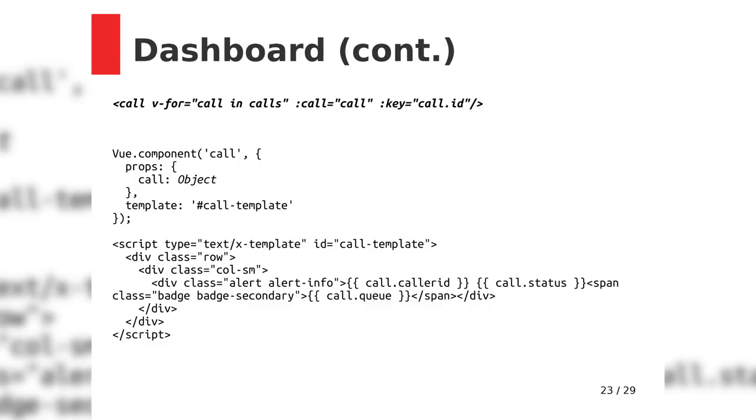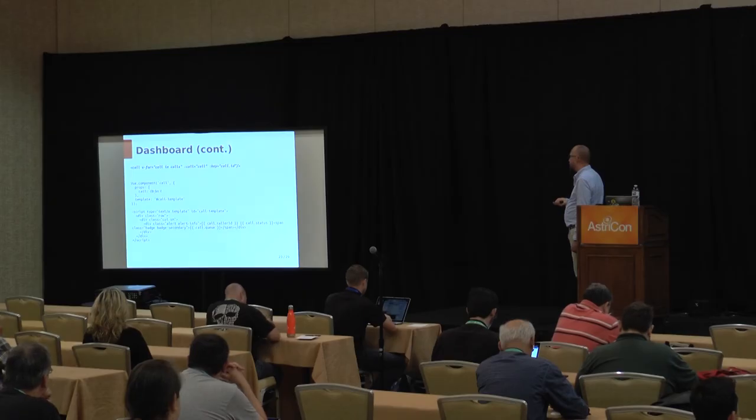So for each one, let's see. Okay, the component call expects to get a call object, which is this one here. For each one, it's going to use this template, and this template is this one. Since we get the call object, we have the call, the caller ID, the status, and the queue.